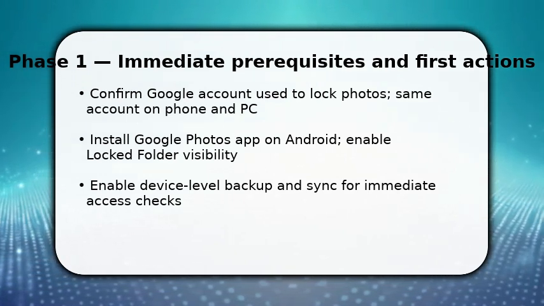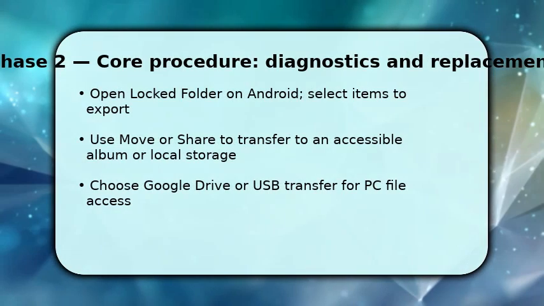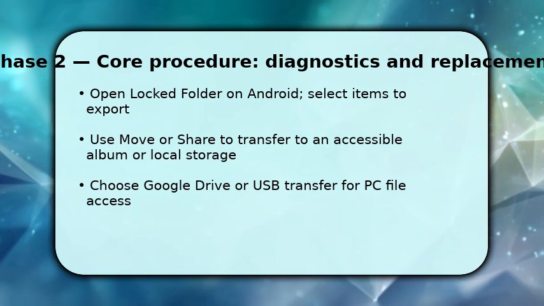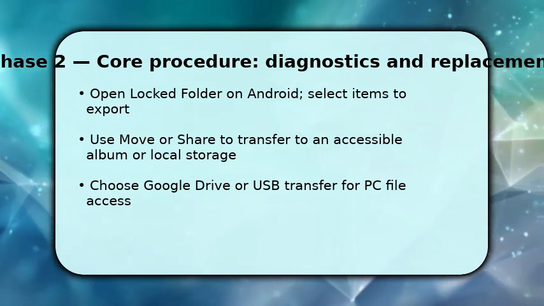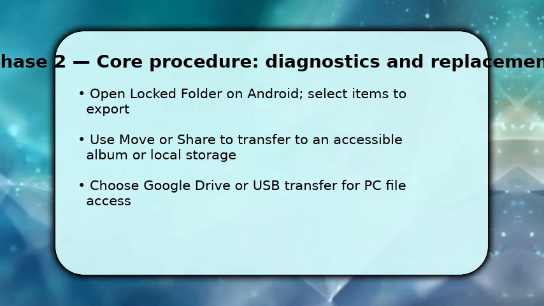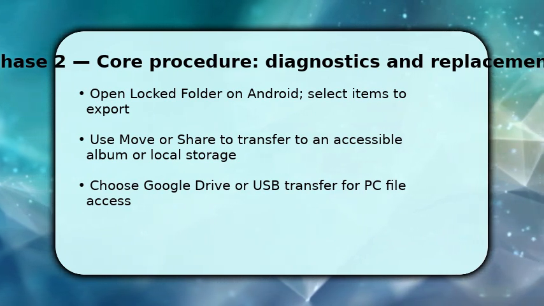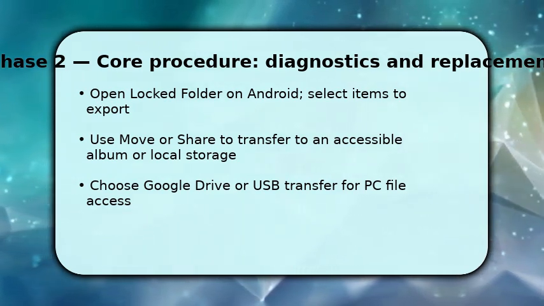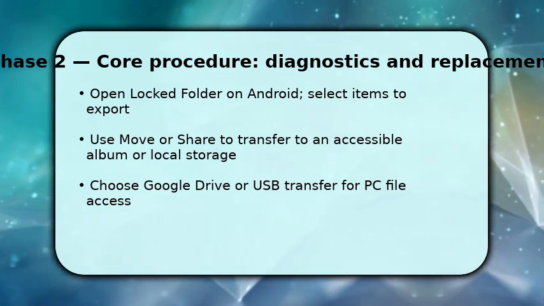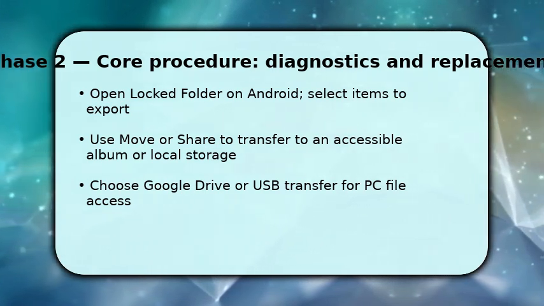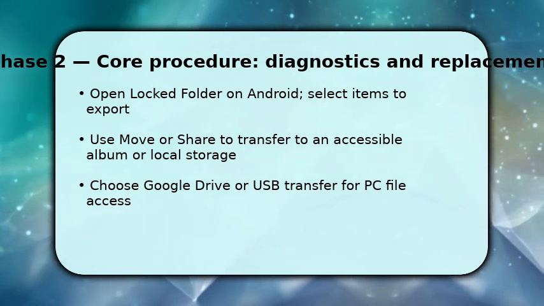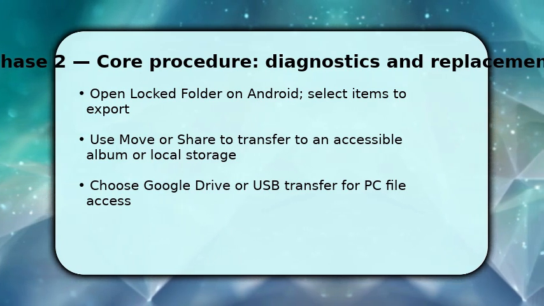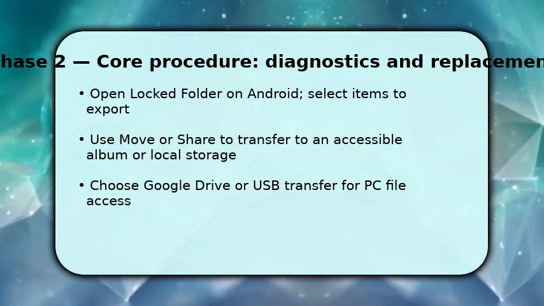Next, you perform the middle, more complex step: export from the locked folder on the Android device. You can't view locked folder contents on photos.google.com, so you must move or share selected items out of the locked folder. Once you select files, choose Move to Library or Share to save them to an accessible album. If you need them on PC, pick Google Drive Upload or connect your phone via USB and copy the images directly to your desktop. This preserves full resolution.